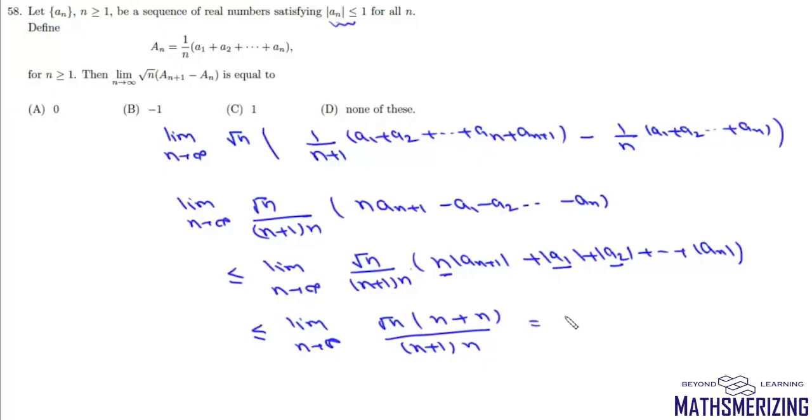So we can write this as limit n tends to infinity under root n into 2n upon n plus 1 into n. This n will cancel. Now power in the numerator is less than power in the denominator, so that means this limit will be 0. So from here we can say that this limit must be equal to 0, and that's your option number A.